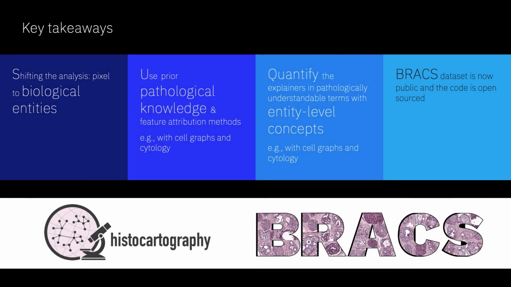So wrapping up, the first point is that by conducting our analysis at the biological entity level, we are able to better explain our predictions. We can also quantify the relevance of the explanations using prior pathological knowledge, allowing us to rigorously rank different graph explainers. We have open sourced the code, and we have also created a Python library called histocartography that is used for working with graphs and histology images. So feel free to check it out and use it.